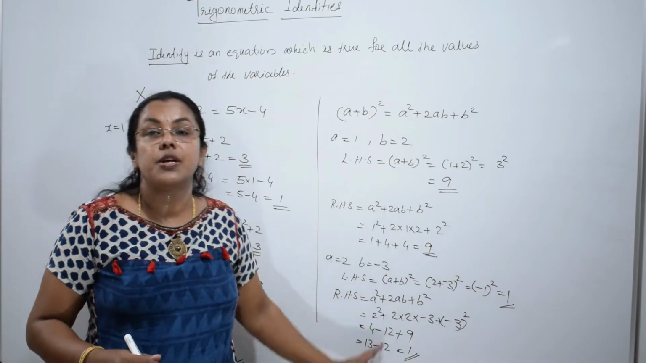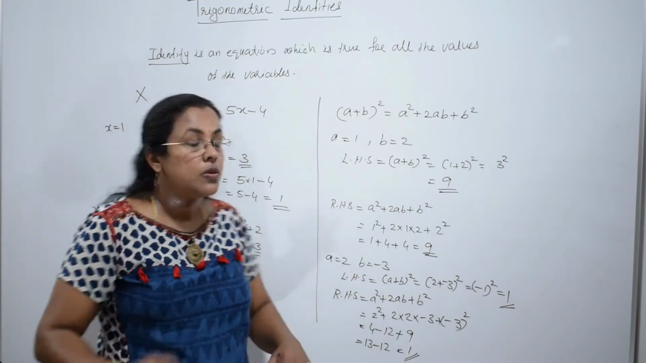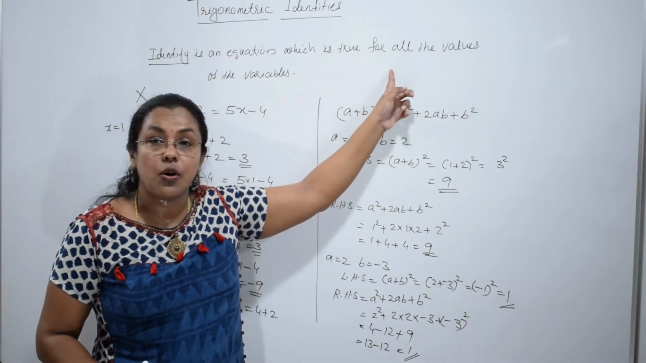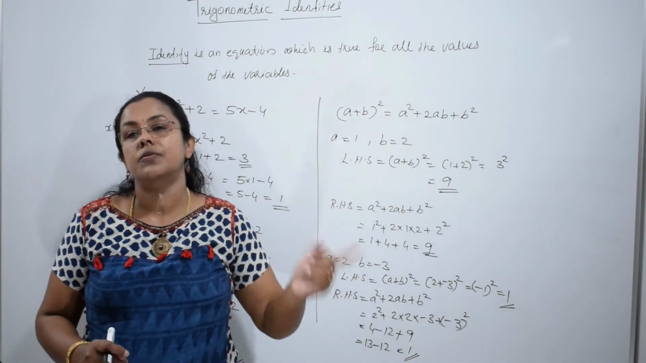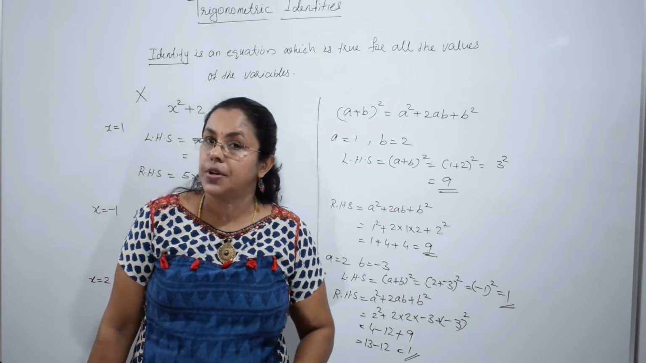Such types of equations are called identities. I hope now it is clear to you. What is an identity? An identity is an equation, of course, which is true for all the values of the variables. It is true for all the values of the variables.